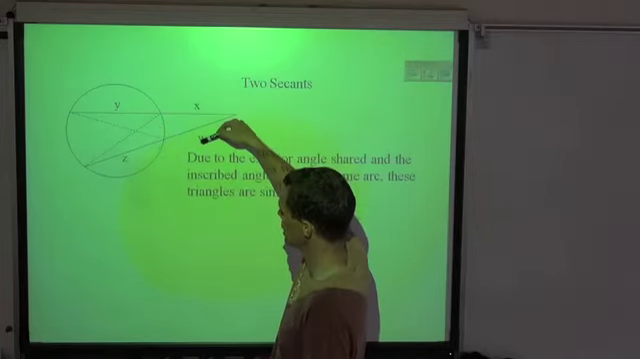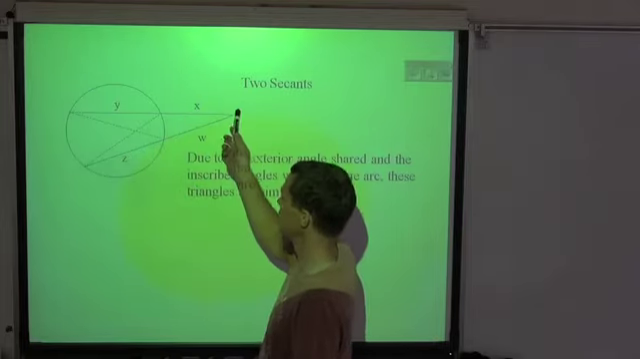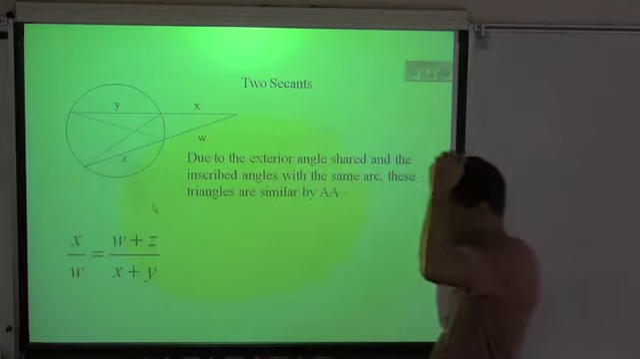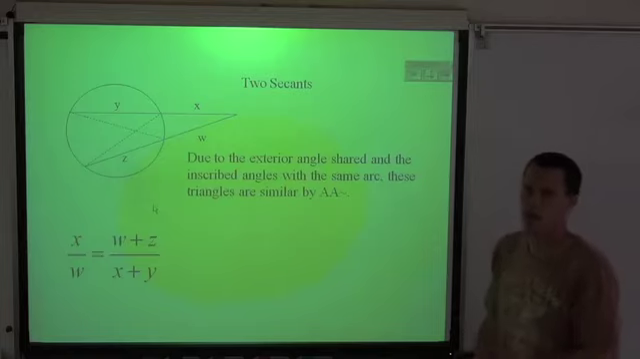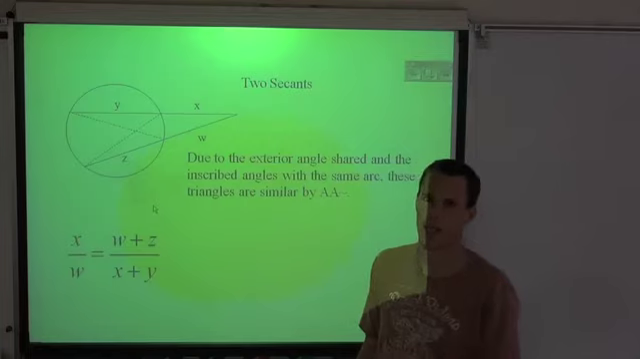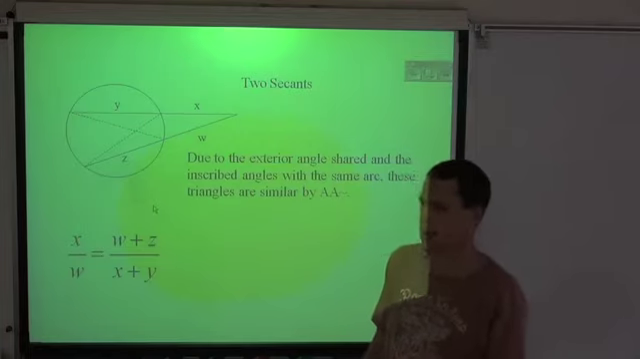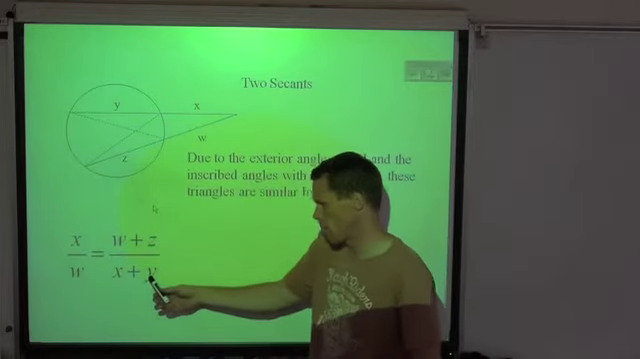So X will be to W as W to Z is related to XY. So X is to W the same way W plus Z is related to X plus Y. Make sure you understand W plus Z is in the triangle with X, and X plus Y is in the triangle with W. So these are the same triangle. These are the same triangle.